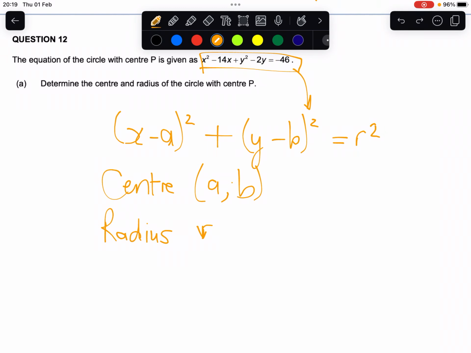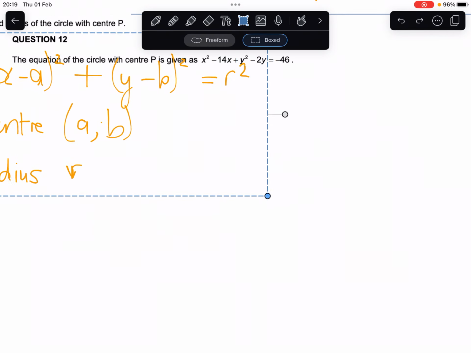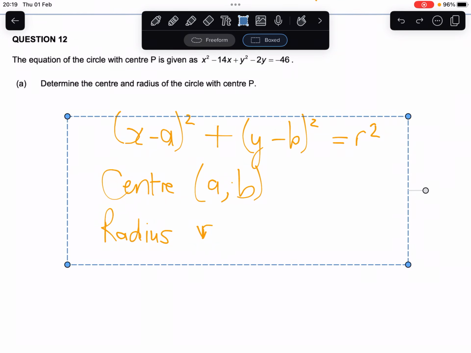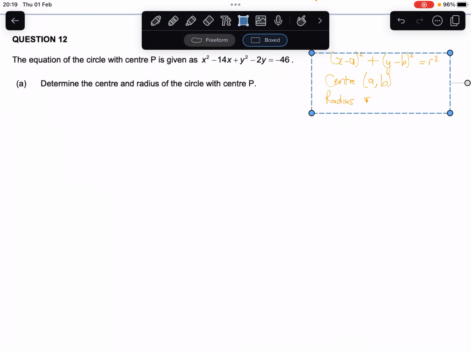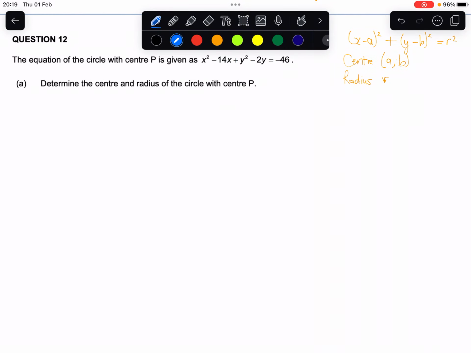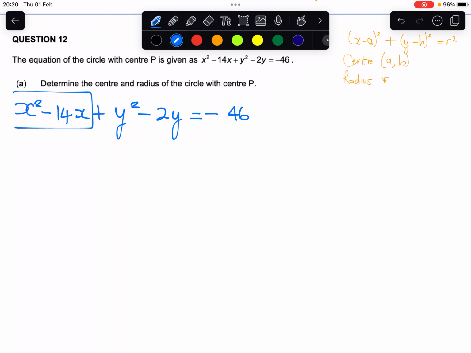Righties, so let's go about it. First, let's just put that in a corner as a guiding light. So we have x squared minus 14x plus y squared minus 2y is equal to negative 46. We're going to complete the square for x and we're going to complete the square for y.